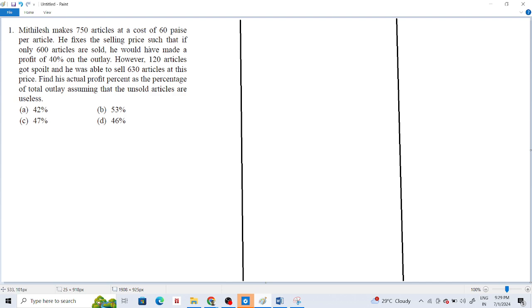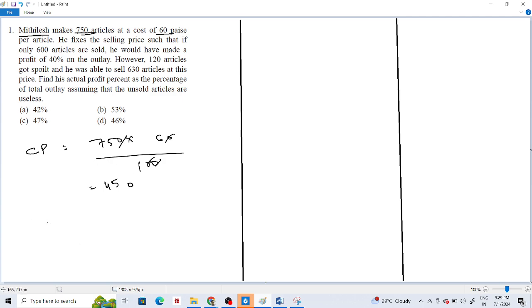I said, in order to reduce the time for quant, we have to calculate as we read the sum. Okay, so Mithilesh, 750 articles at 60 paise. What is the CP? CP is 750 into 60 paise, so 60 by 100. The zeros got cancelled out. 7 6s are 42... 7 times 6 is 450.